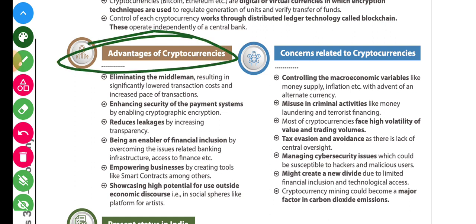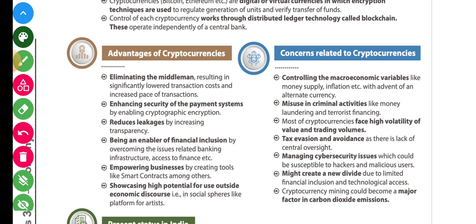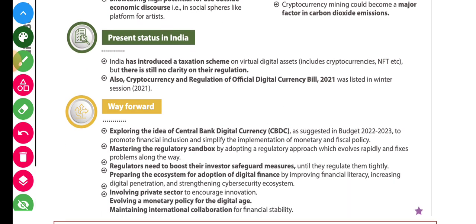So keep this in mind, the advantages of the cryptocurrencies. Concerns related to cryptocurrencies: controlling the macroeconomic variables, misuse in criminal activities like money laundering and terror financing, high volatility of value and trading volumes of most cryptocurrencies, tax evasion and avoidance because of lack of central oversight, cybersecurity issues which could be susceptible to hackers and malicious users, might create a new divide in financial inclusion and technological access. Mining is a major factor in carbon dioxide emissions and could become a severe problem with the use of cryptocurrency.